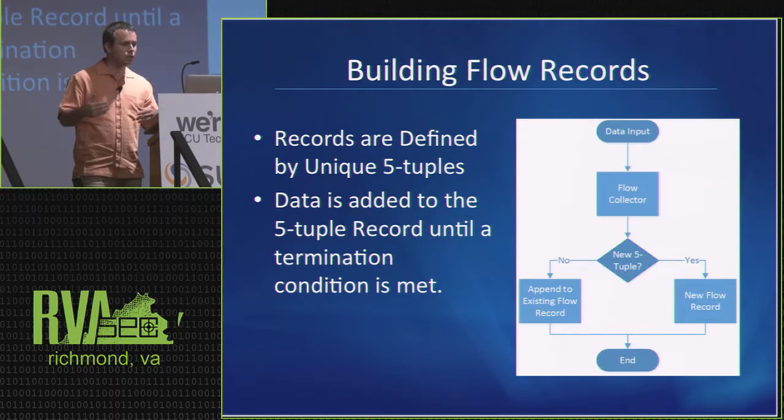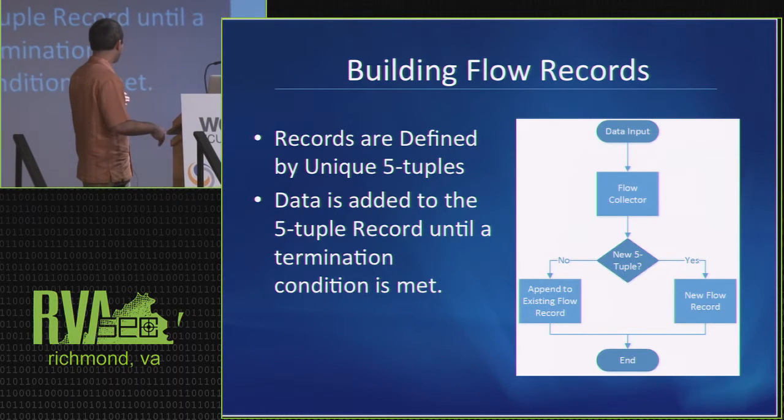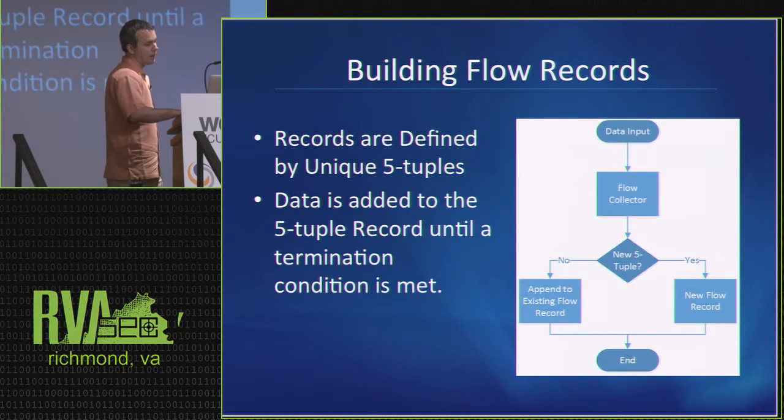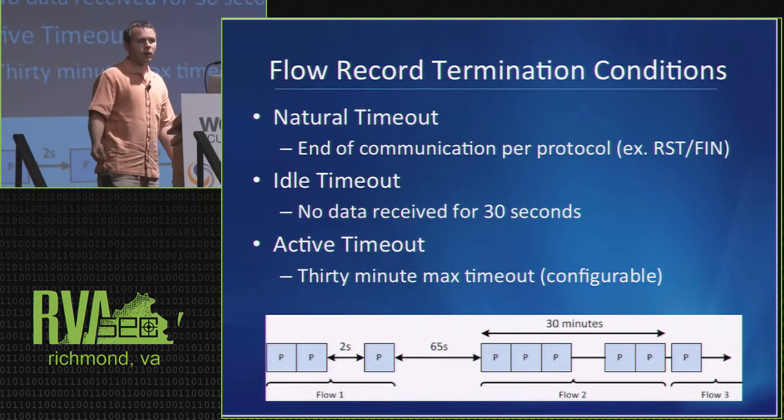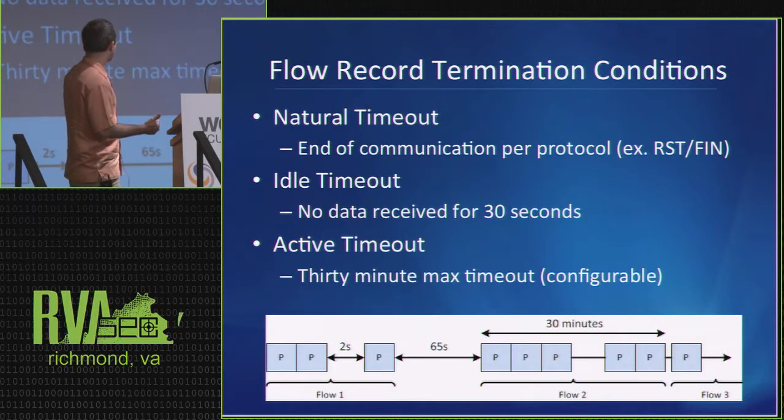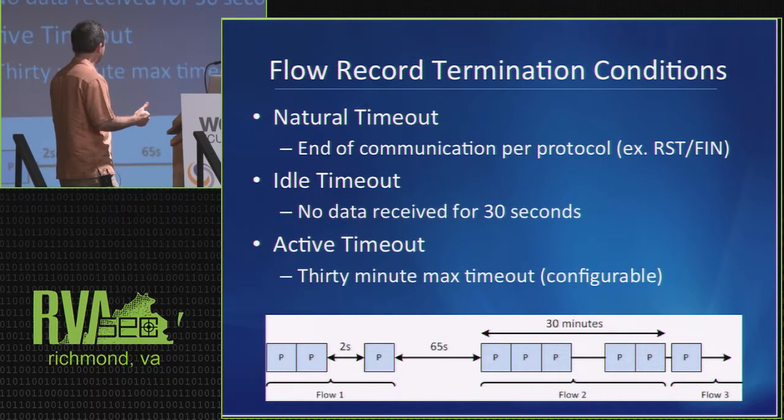If it is a new 5-tuple, again, it goes to a new flow record. If it is not a new 5-tuple, it gets appended to an existing flow record until the end of that timeout. These termination conditions are as follows. There are natural timeouts, which basically apply if there are stateful protocols.